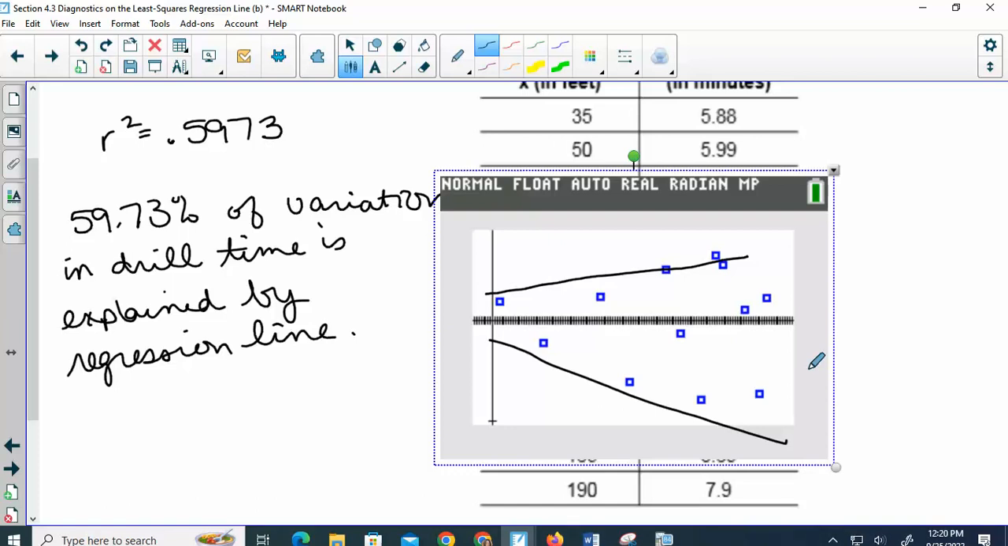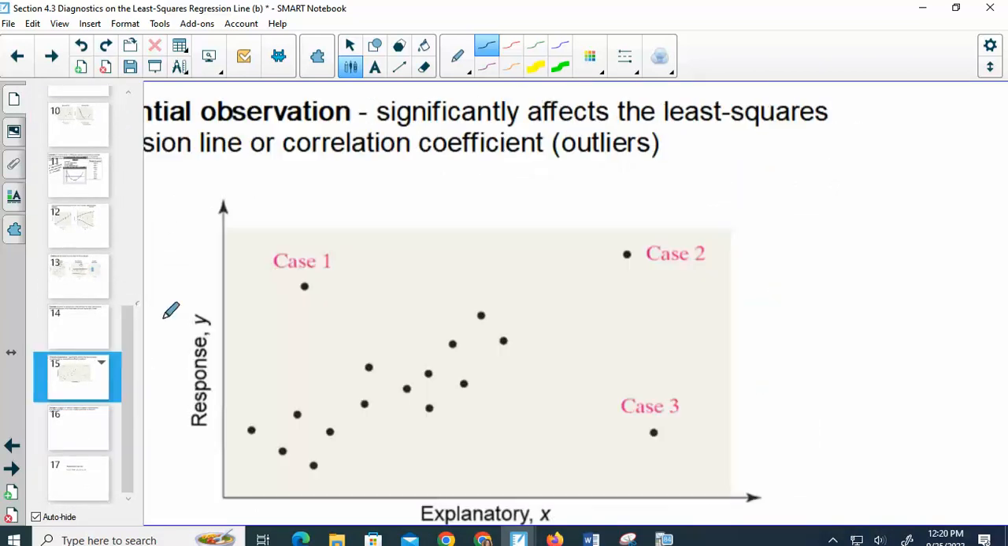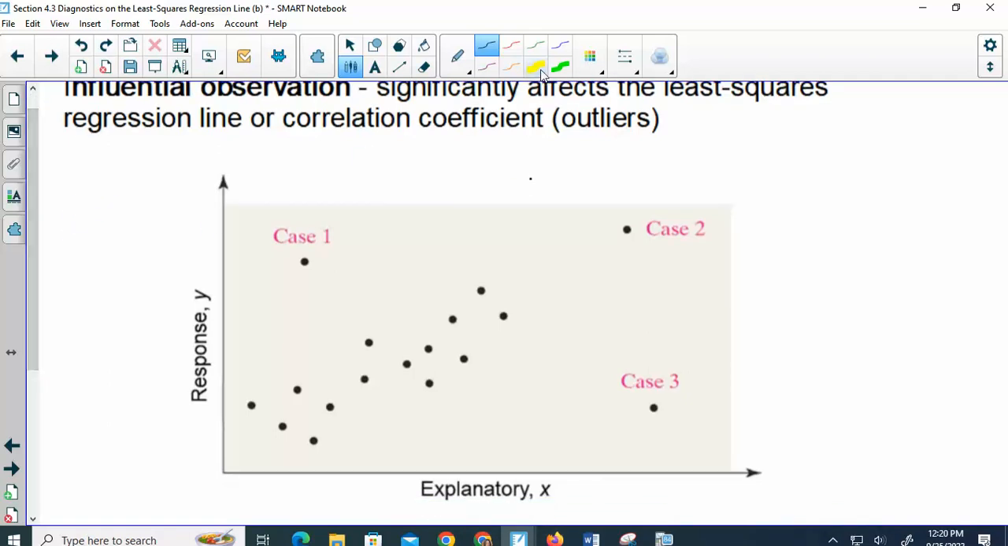The last thing I want to look at is the definition of an influential observation. Influential is just a point that would significantly change the regression line. If we look at this data, I have 3 outliers. Here's an outlier, here's an outlier, here's an outlier. If I were to think about my regression line, it would probably go something like this, right?